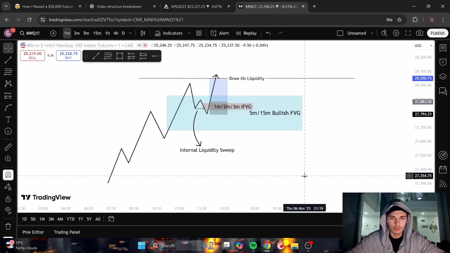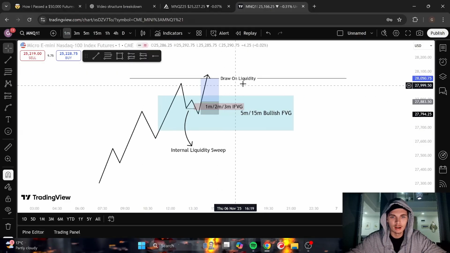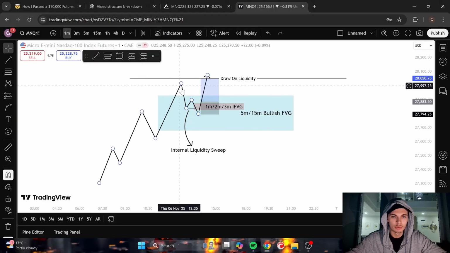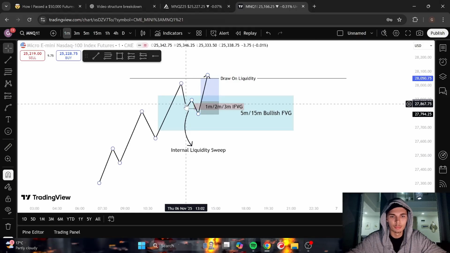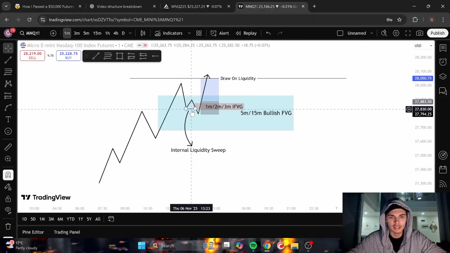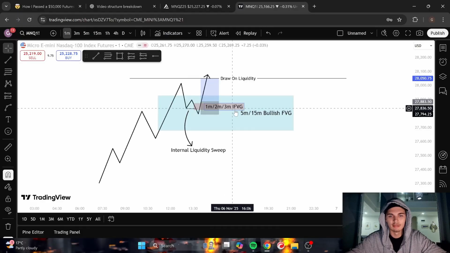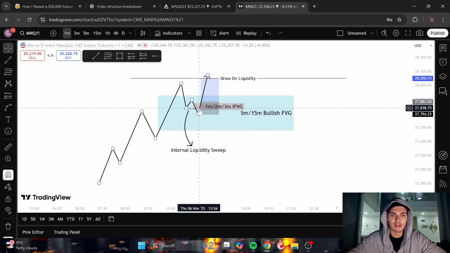Okay, so I've drawn up a quick example of a trade that I would take. So as you can see, we've got a super clear draw on liquidity up here. We are clearly trending bullish up towards this draw on liquidity. And then we've left a 5 or a 15-minute bullish fair value gap that we've come down, tapped into, had a little internal liquidity sweep, as you can see here with this line, and then had a 1, 2, or 3-minute inversion fair value gap form with displacement to give us our entry.